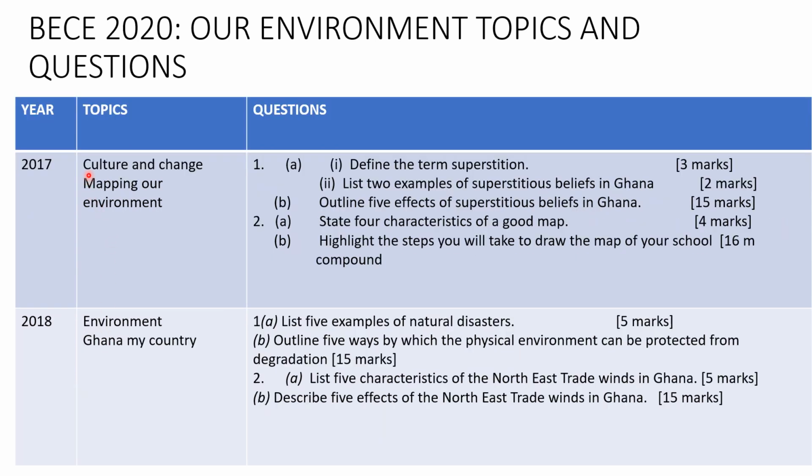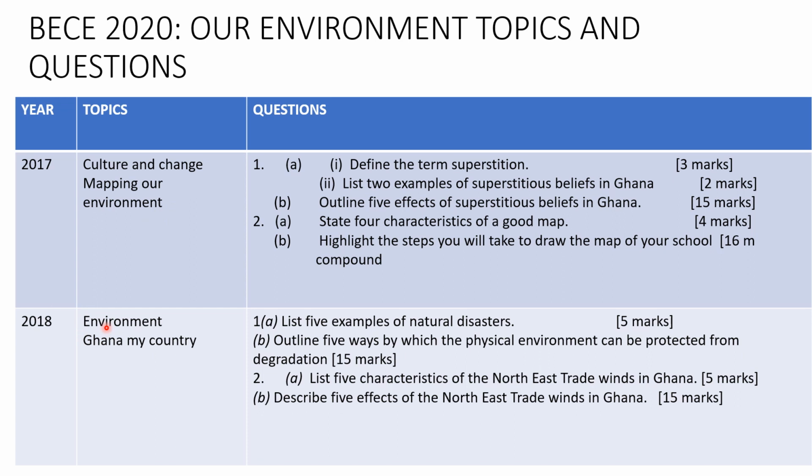2017, they selected the questions from culture and change, mapping our environment, and the questions were: define the term superstition, state 2 examples of superstitious belief in Ghana, outline 5 effects of superstitious beliefs in Ghana, state 4 characteristics of a good map, highlight the steps you will take to draw the map of your school compound. So we have seen that 2017 they set on culture and change, mapping our environment.